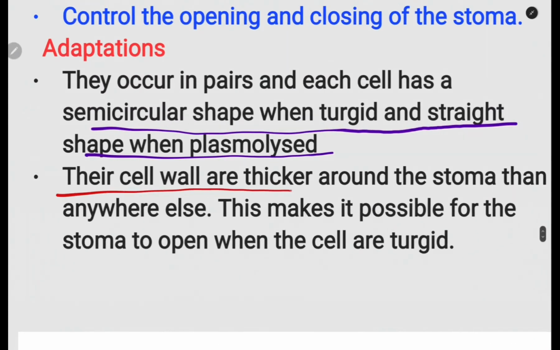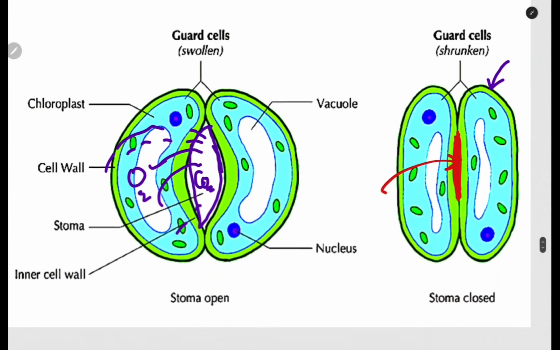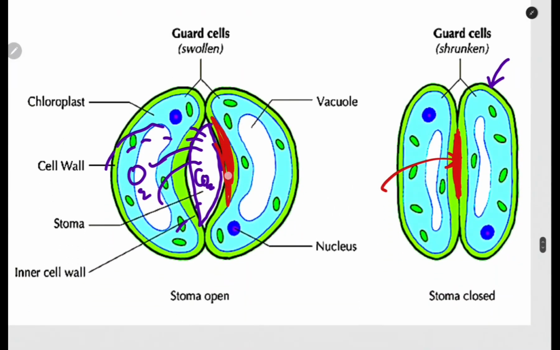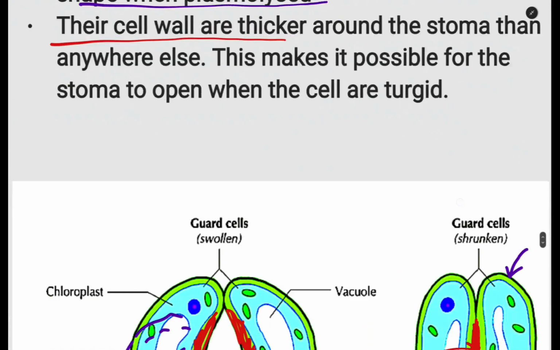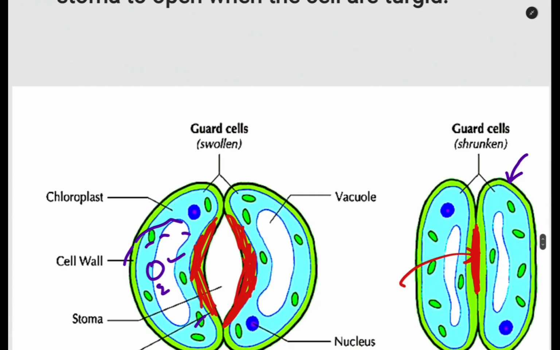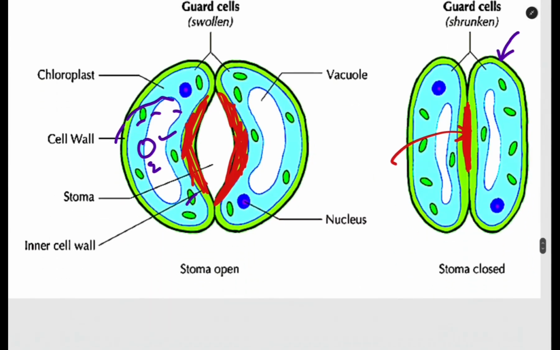Then their cell walls are thicker around the stoma than elsewhere. So here the cells are thicker, as you can see here around the stoma. This is what we call the stoma. The opening is what we call the stoma. So around here they are thicker, so that when they become turgid, they're able to open. Okay, so that is one of the adaptations of the guard cell, and I guess you are able to see.